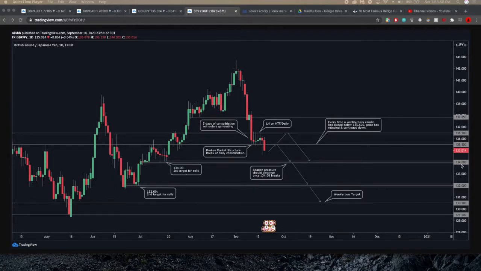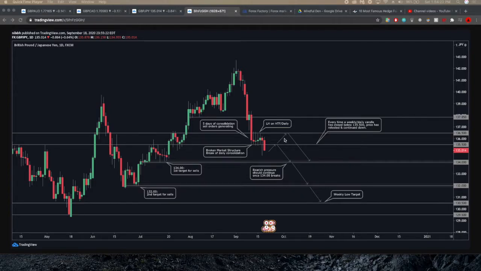So we could even come up here before going down. But the first target for sells is 134.00. Okay, so that's our first target for sells. And if the bearish pressure continues and we break 134.00, then 132.00. You see this market structure right here, 132.00, second target for sells. Okay, and once that breaks, we can reach our weekly low target, which is 130.5.